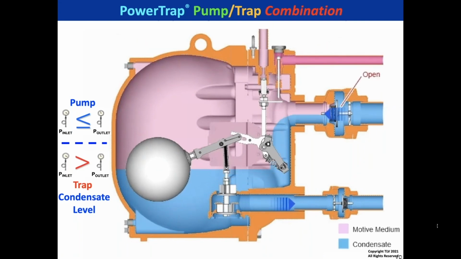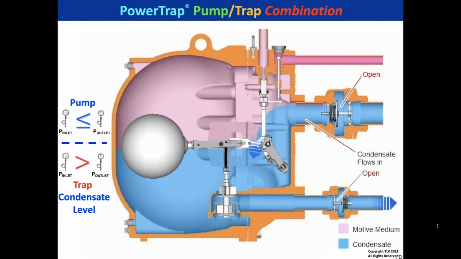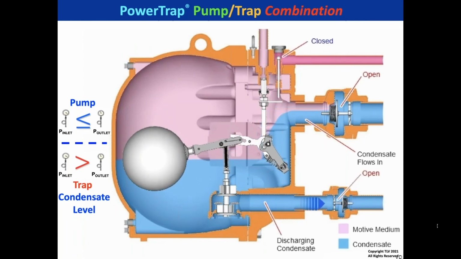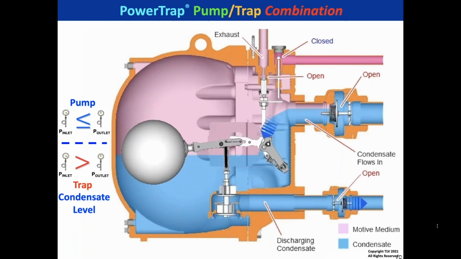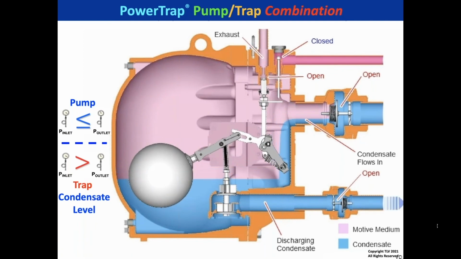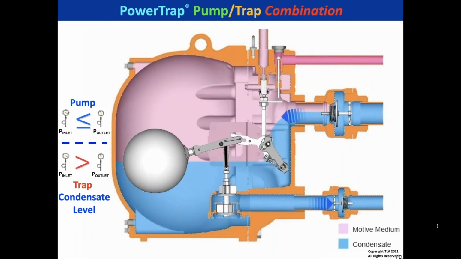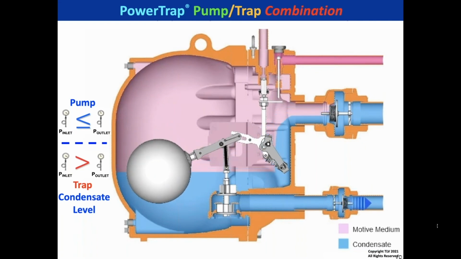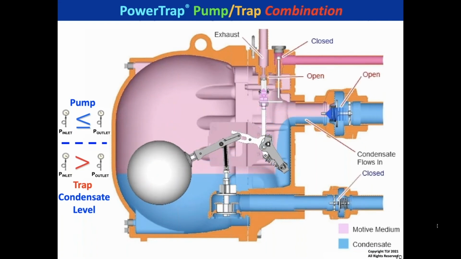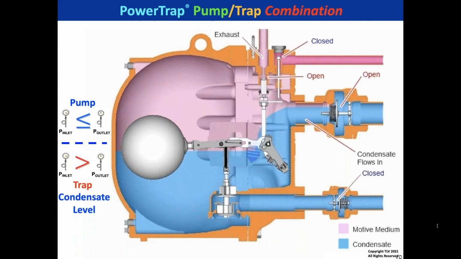We're going to see 3 condensate level cycles as a trap. So there's the first one, discharging through the trap mechanism at the bottom. See the valve mechanism moving up and down. That indicates positive pressure differential to push it through the trap mechanism. No pumping is needed. If you notice, the motive valve is closed.